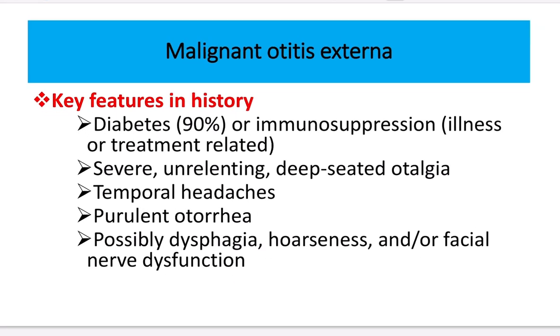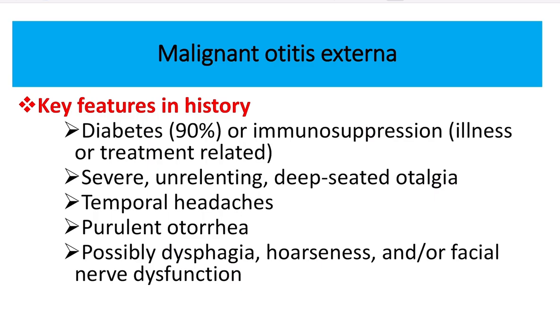What is the history? In malignant otitis externa, the key feature, first of all, the most important point, is that the patient is diabetic. About 90% of the patients are diabetic, and the rest have some other immunocompromise or immunosuppression, such as chronic kidney disease, systemic diseases such as rheumatoid arthritis and systemic lupus erythematosus, or extremes of old age. In this condition, malignant otitis externa develops.